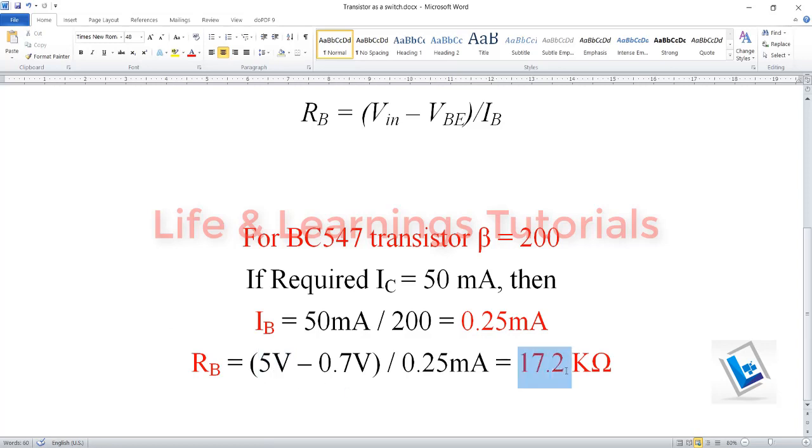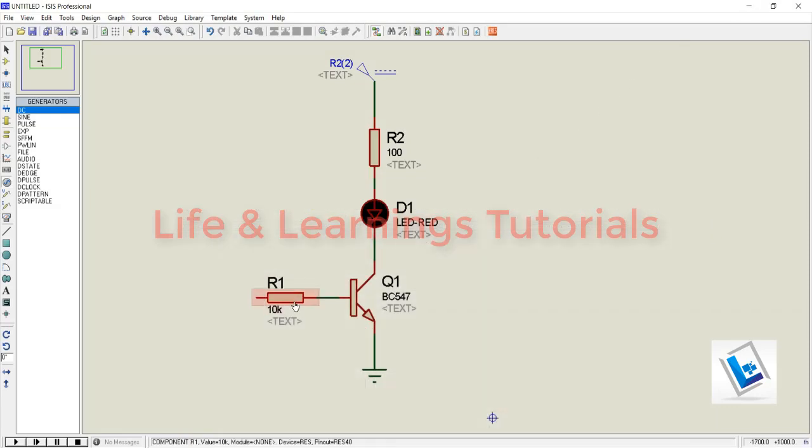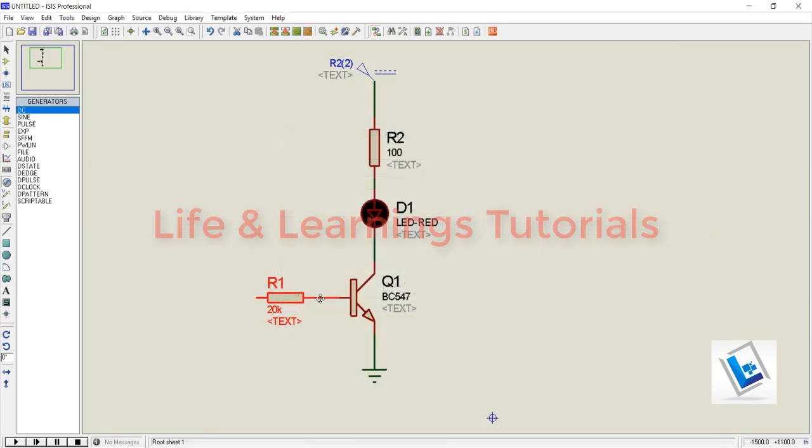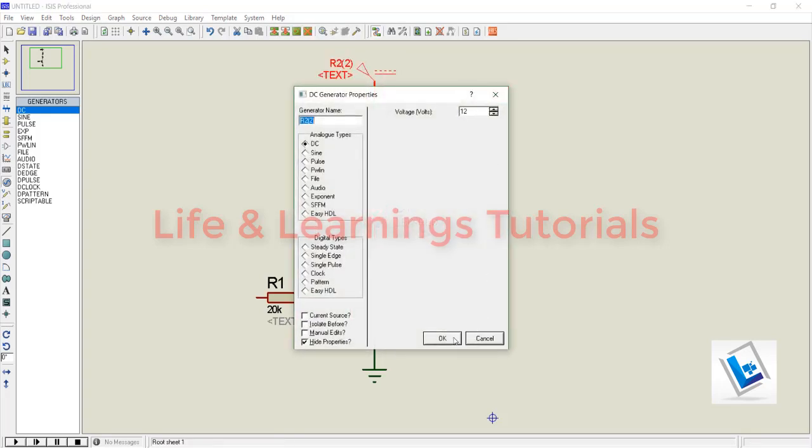So this is a non-standard value of a resistance. Instead of this value, we can use a 20 kilo ohm resistance. So in the simulation, I will replace this 10 with 20. Now we have 20 kilo ohm resistance on the base. We assume that this load will consume around 50 milliamperes. We have our 12 volt supply connected to the load.